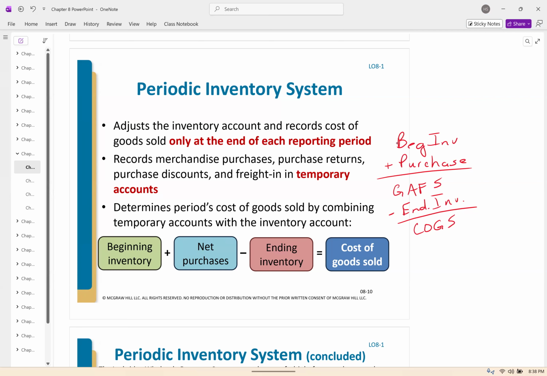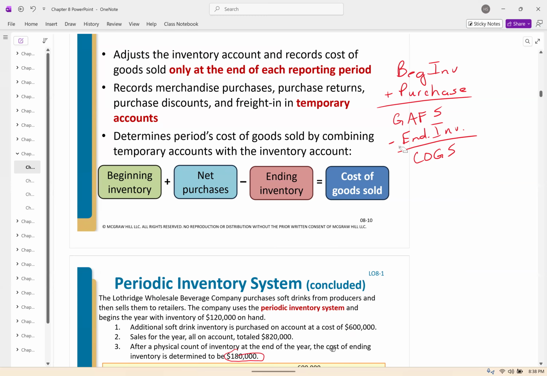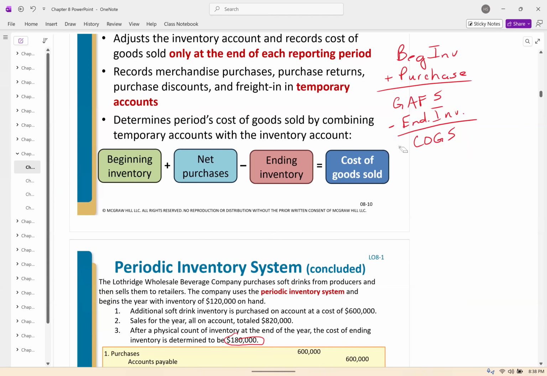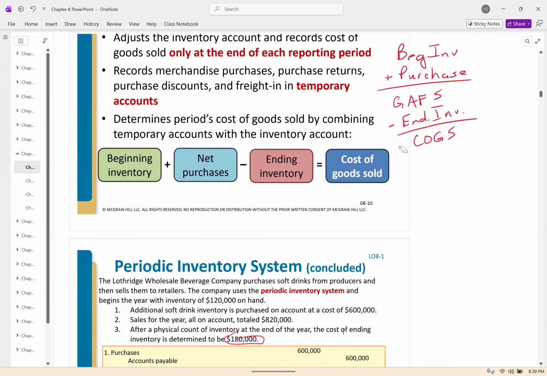Now let's look at these entries under a periodic system. Notice they tell us what the physical year-end count is. They didn't tell us what cost of goods sold was right here, because we've got to figure that out. So they bought merchandise. They did not debit inventory. They debited an account called purchases. That is a temporary account. It gets closed out before the financial statements are created.